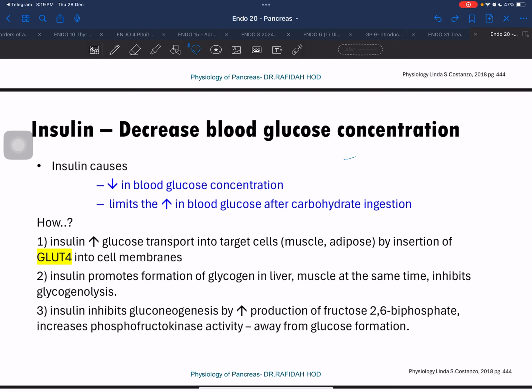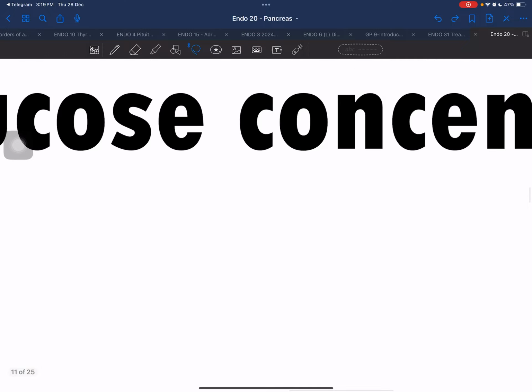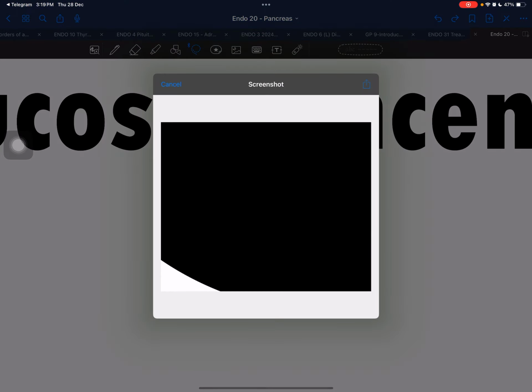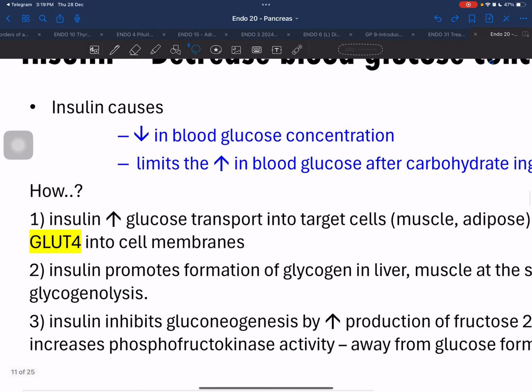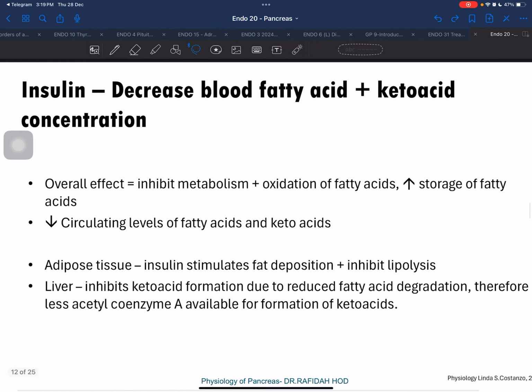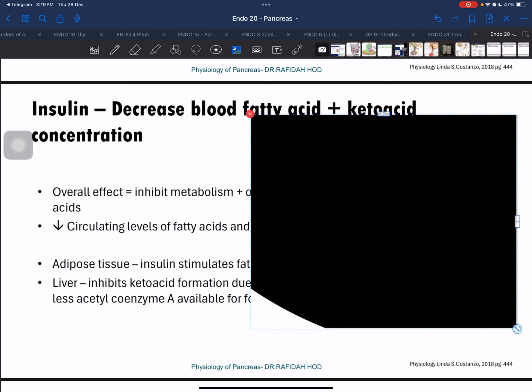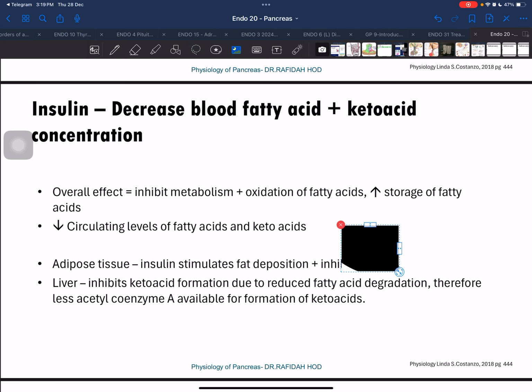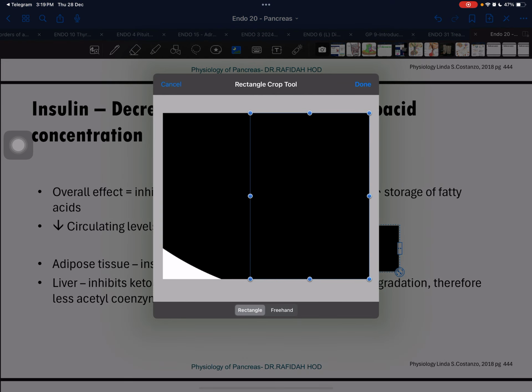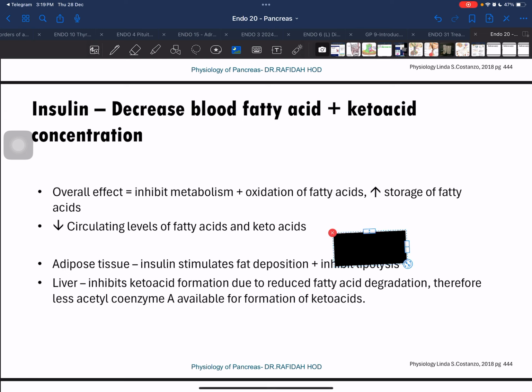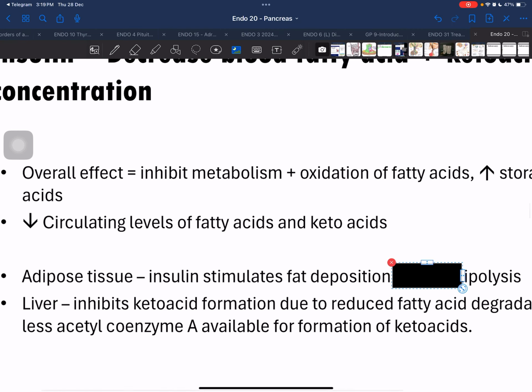At the liver, kita akan inhibit the keto acid formation, because now we have less fatty acid degradation. You will have less of this acetyl coenzyme A, so you tak boleh form these keto acids. So overall dia maknanya anabolic, maknanya dia build up storage. So insulin will increase the amino acid and protein uptake by tissues, target cells. Sama macam glucose tadi, semua will be uptake by the cells, by the tissues. Dia akan increase protein synthesis. Dia akan inhibit protein degradation. So that means you end up with reduced levels of amino acids in the blood.